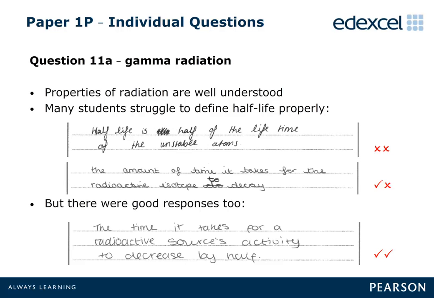Responses to question 11 showed that most students know that gamma radiation exists as electromagnetic waves. Only 40% gained full marks for the half-life definition. Many were able to include time as an aspect of their response, for 1 mark. However, the idea of half of a time, see the first example here, was discounted.